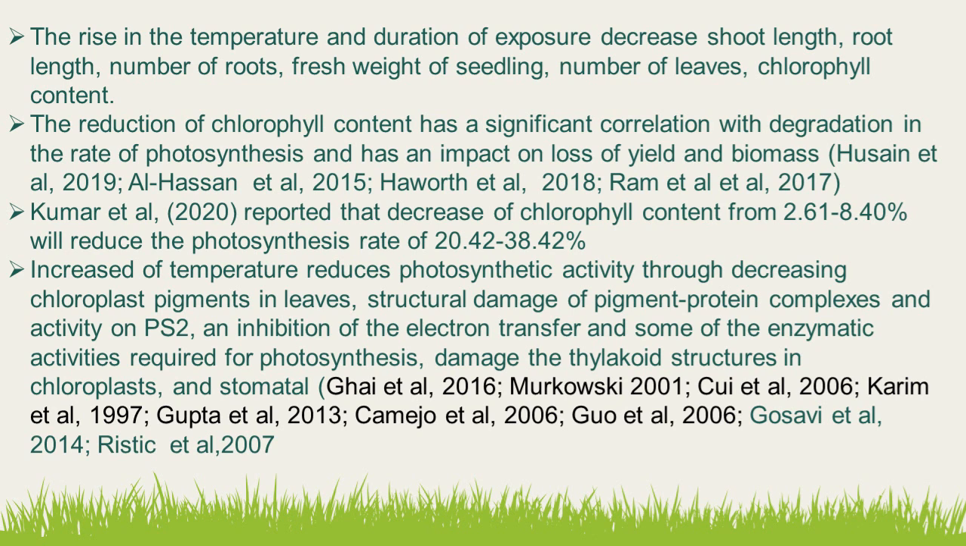will reduce the photosynthesis rate by 20.42 to 38.42%. So increased temperature reduces photosynthetic activity through decreasing chloroplast pigment in leaf structure, demand of pigment protein complex, and activity of photosystem 2, and inhibition of electron transfer and some of the enzymatic activity required for photosynthesis, and then damages the thylakoid and structure in chloroplast and stomata.